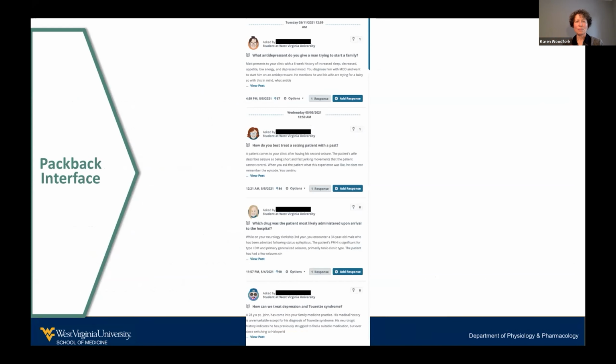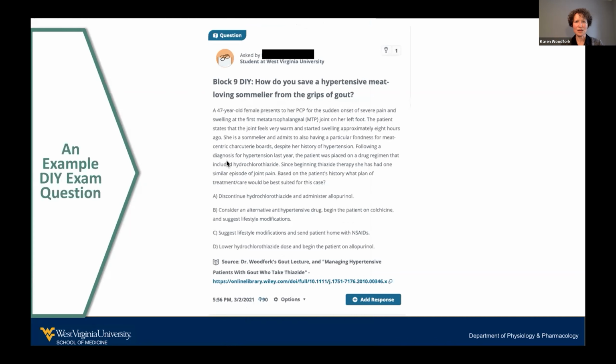Okay, so Packback, here's the interface. You can see that you get a feed just like on Facebook, only the feed is questions with a short summary of it and the question itself, and you can click on it to go to it and see what that question is. So the student will just see their feed, which has all of these different questions posted by different people. They can have different avatars that express their own personalities.